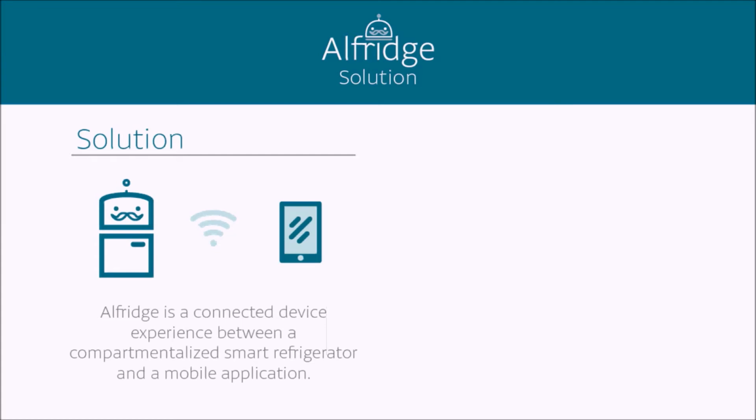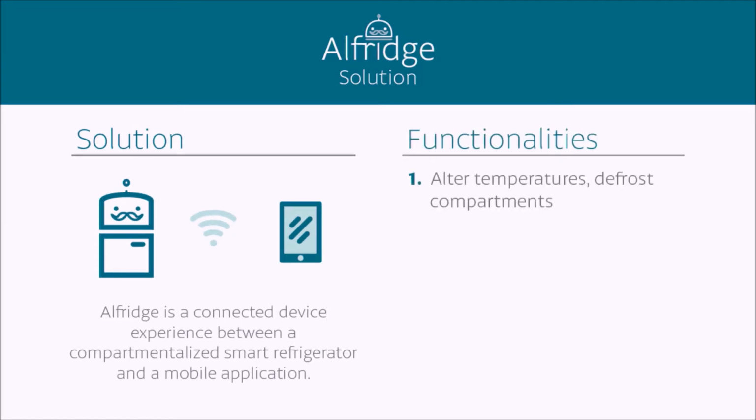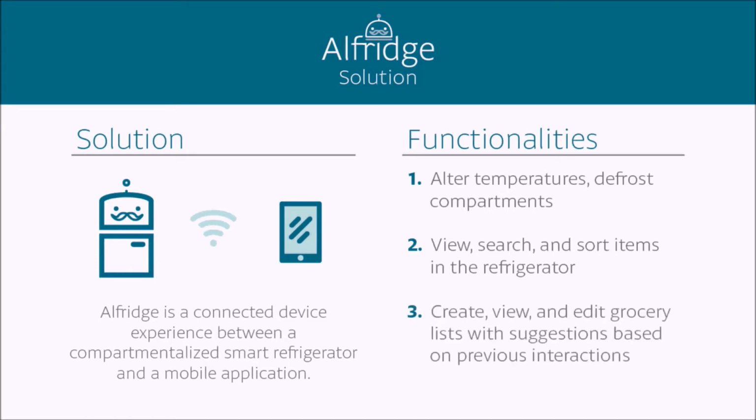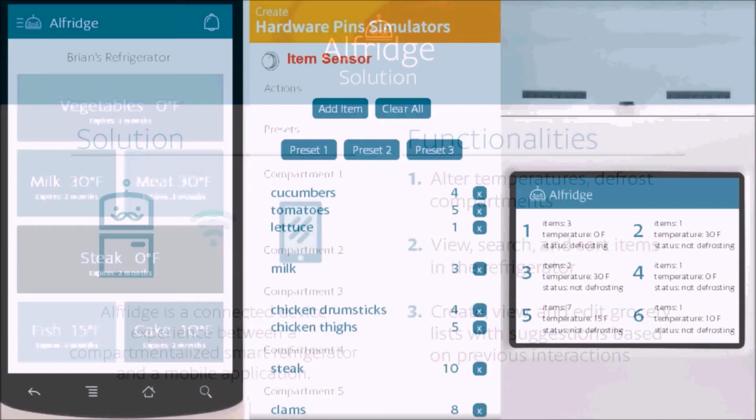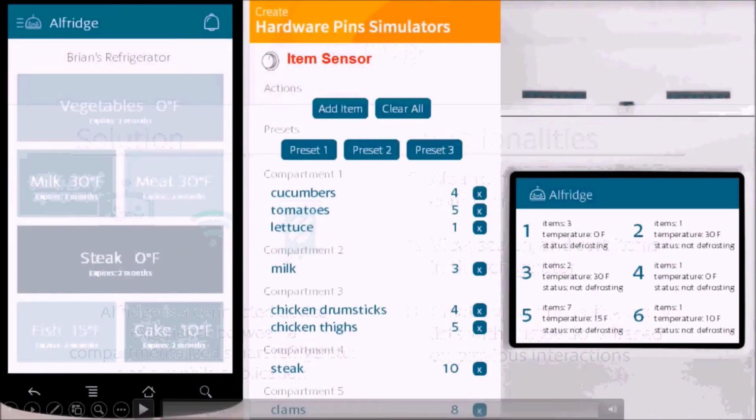We focused our mobile companion application around three core functionalities. 1. Users can alter temperatures and defrost compartments remotely. 2. Users can view, search, and store items in the refrigerator. And 3. Users can create, view, and edit grocery lists with suggestions based on recent interactions with the device. Here's a walkthrough of our final interface, starting with the mobile companion application.